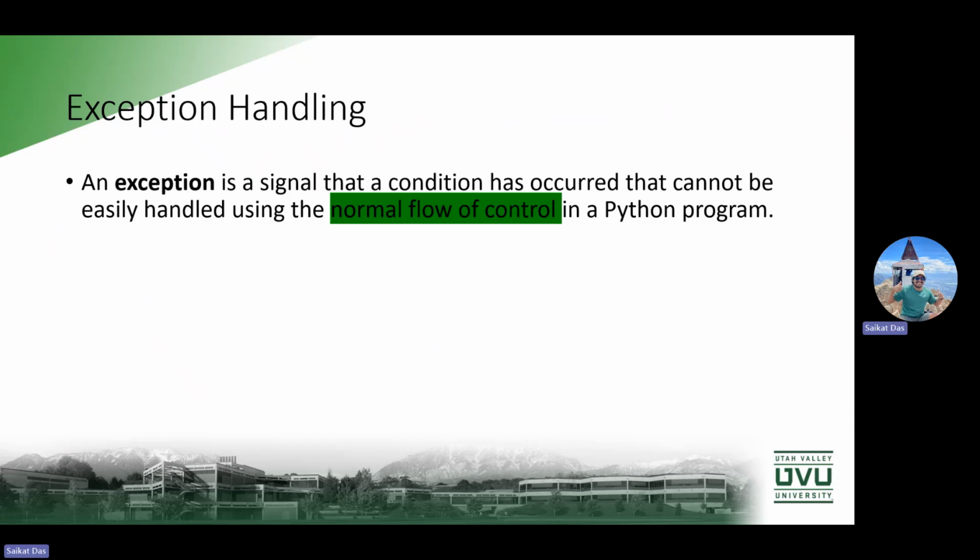Okay, now the exception handling. What is exception? Exception is a signal that a condition has occurred that cannot be easily handled using the normal flow of control in the Python program. What is the flow of control? You already have written the flow chart, right? In the flow chart, you have seen there is an oval shape start button, and at the end, there is an oval shape end button. In between start and end, there should be input, output. In between input and output, there are the processes, right?